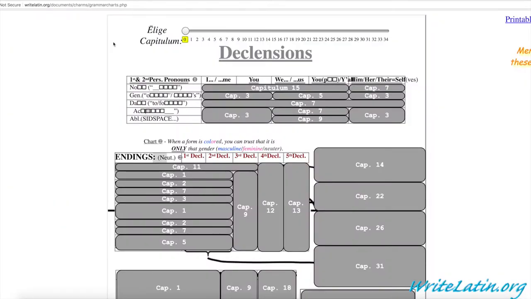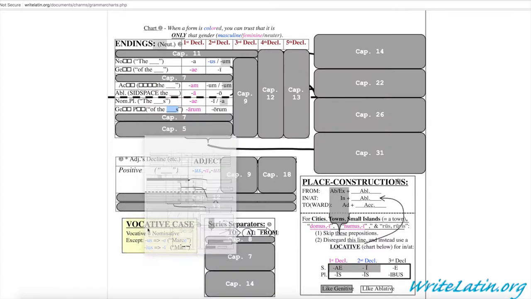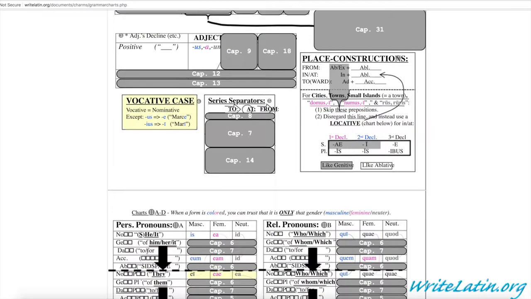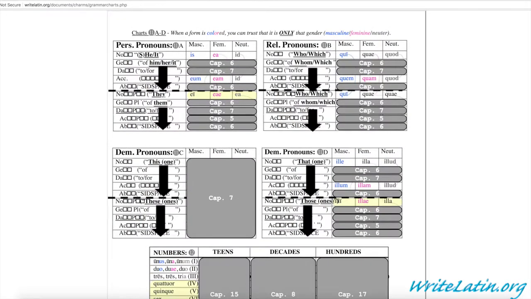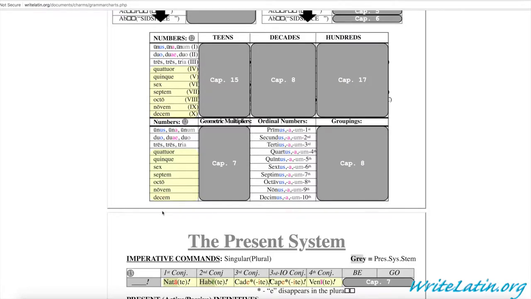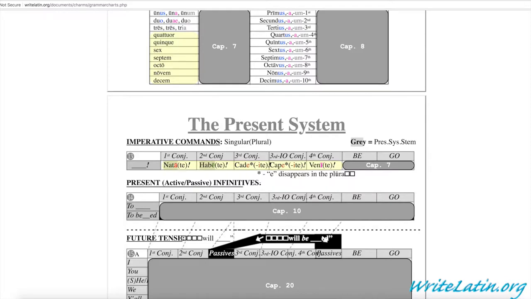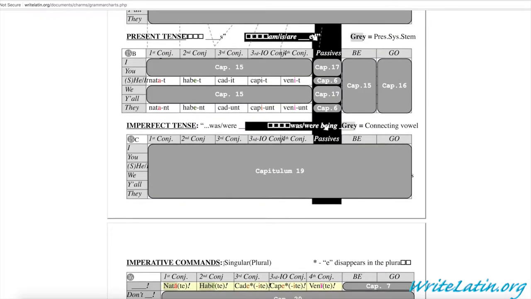Go to your grammar charts, which are in the link down below this video, and set the slider at the top to chapter 4. That will reveal the vocative case down here in chart number 4. It'll also reveal the nominative plural lines of charts 11a, 11b, and 11d. And then it'll reveal the whole left side of chart 12 with the numbers 1 to 10. And then the first line in chart 13 and 16, which are both imperatives.